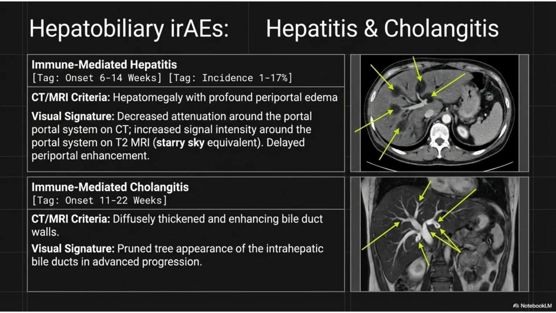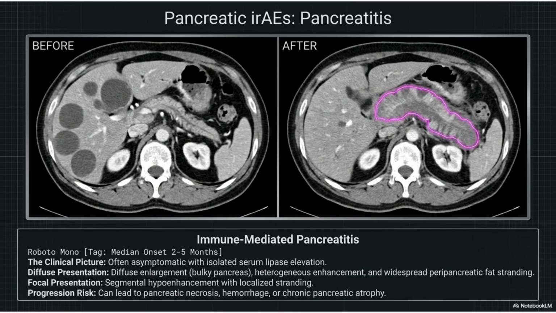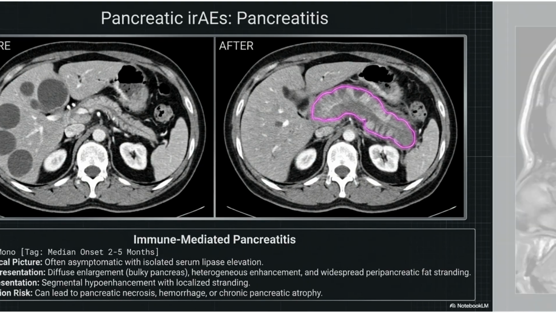Hepatobiliary irAEs include immune-mediated hepatitis, characterized by hepatomegaly and periportal edema on CT or MRI. Immune-mediated cholangitis is marked by diffusely thickened and enhancing bile duct walls. Immune-mediated pancreatitis can be diffuse or focal. Diffuse presentation shows bulky pancreas enlargement and peripancreatic fat stranding, while the focal type features segmental hypoenhancement.